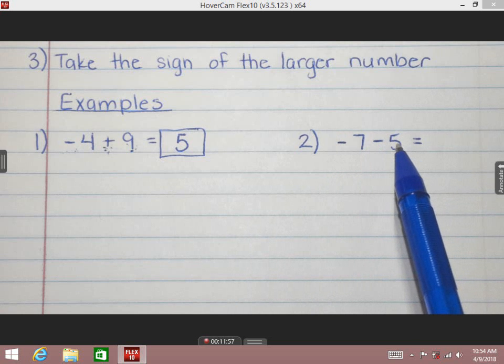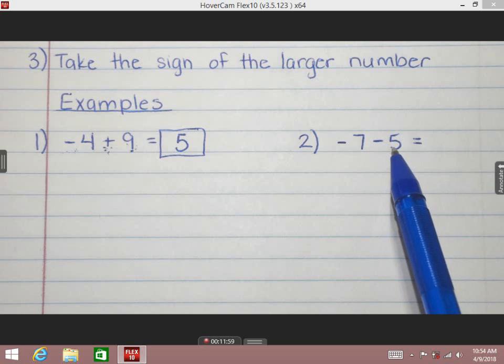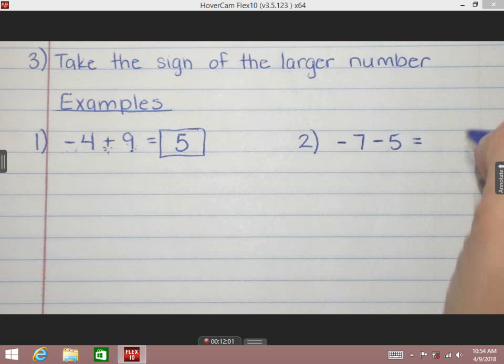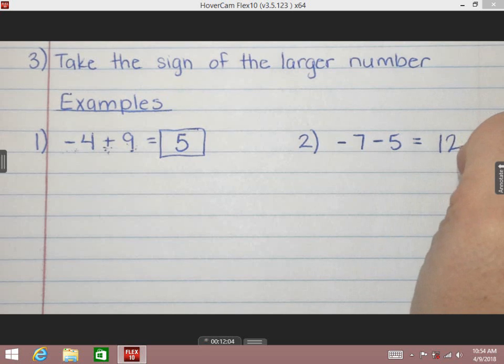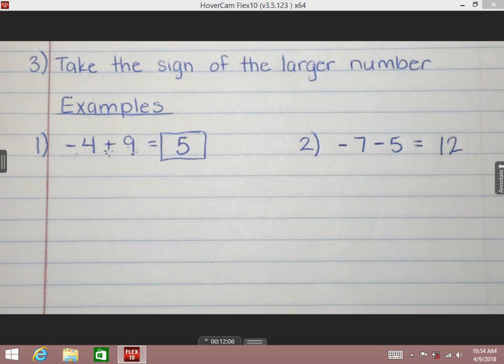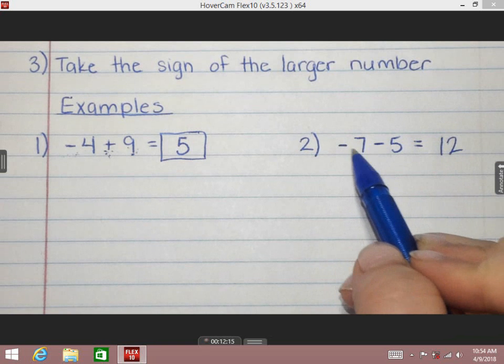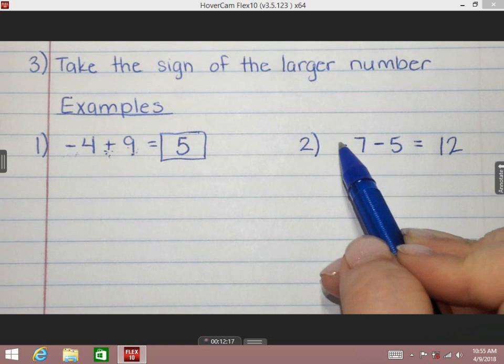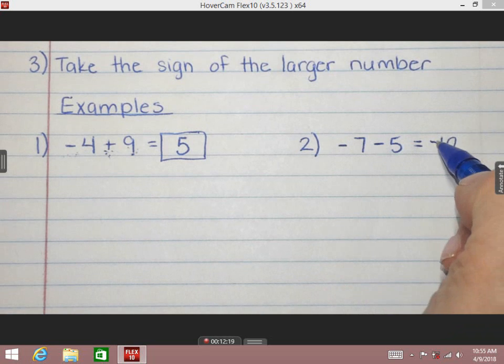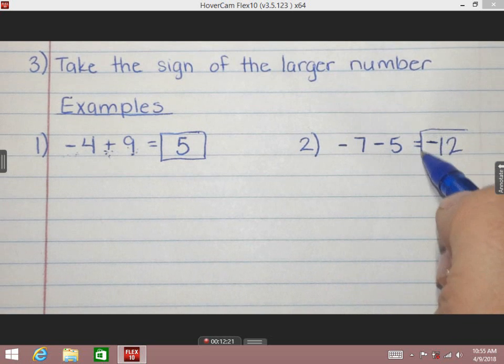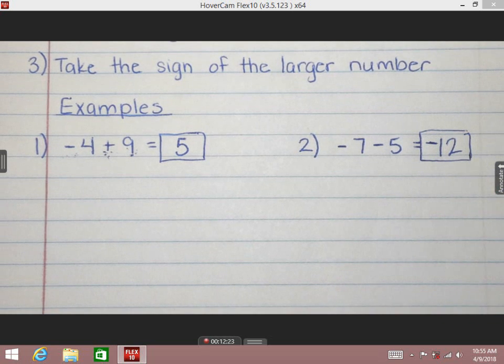7 plus 5, what do I get in my head when I do 7 plus 5? Ava? 12. All right, Ava. What does step 3 say again? Take the sign of the larger number. Well, 7's bigger. And what does 7 say? Negative, minus. So I'm going to put a minus with the 12. Because if it's negative, do I have to have a sign? Yes, we have to have the minus there.